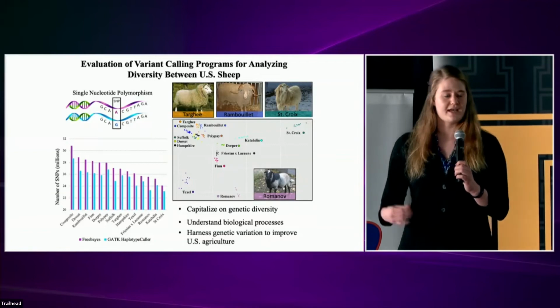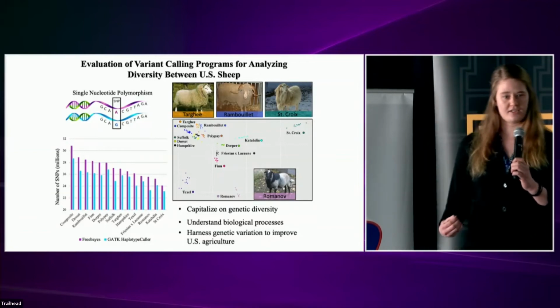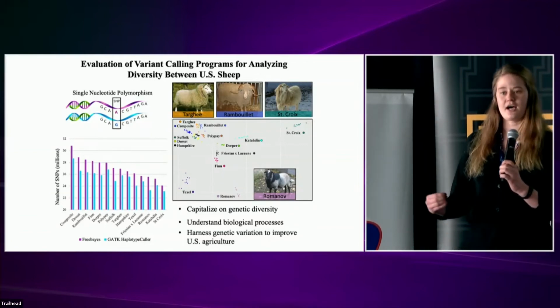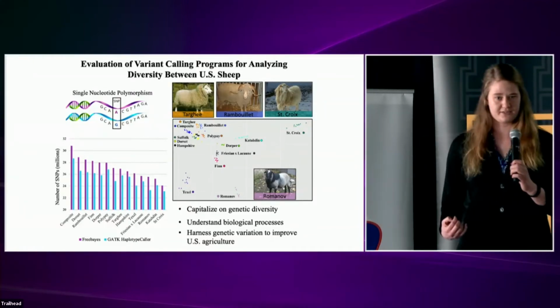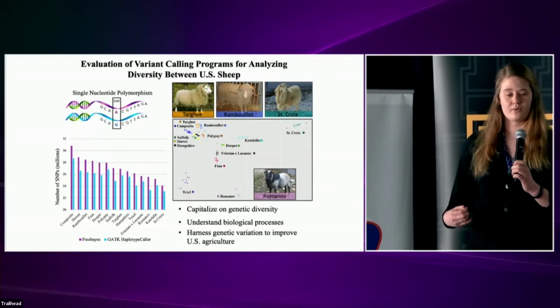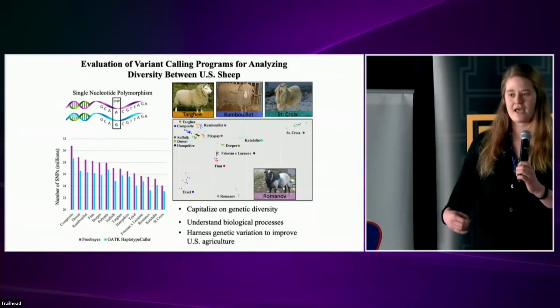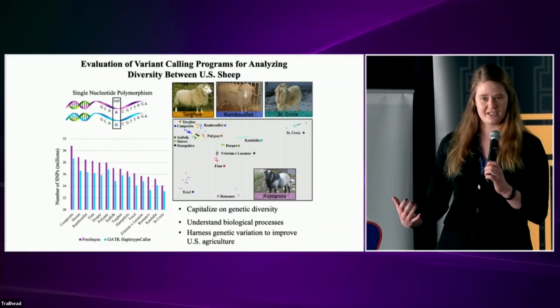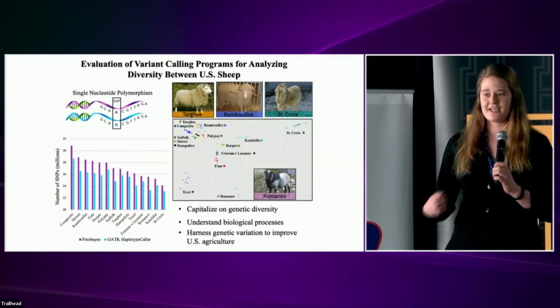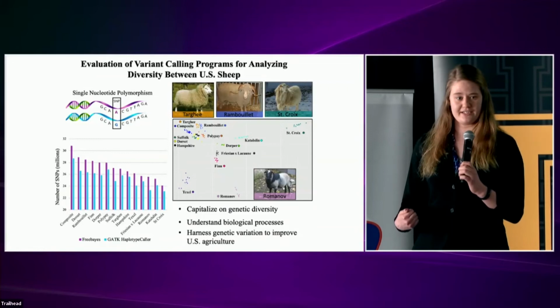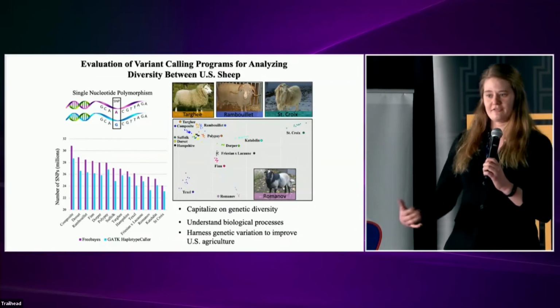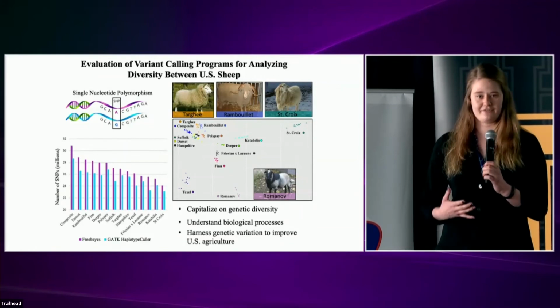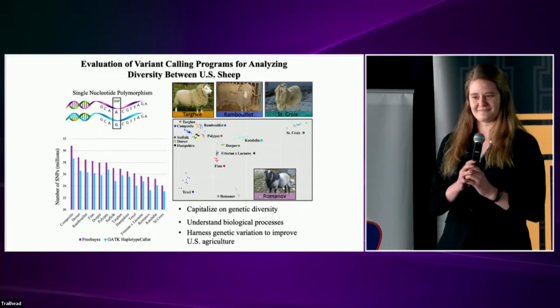We can use the genetic knowledge that we have here in order to understand the biological processes behind many of these traits. From this, we hope to use this knowledge to identify and improve this genetic variation so that we can improve the U.S. industry in sheep, as well as provide food and knowledge of these issues for different things like infertility around the world.